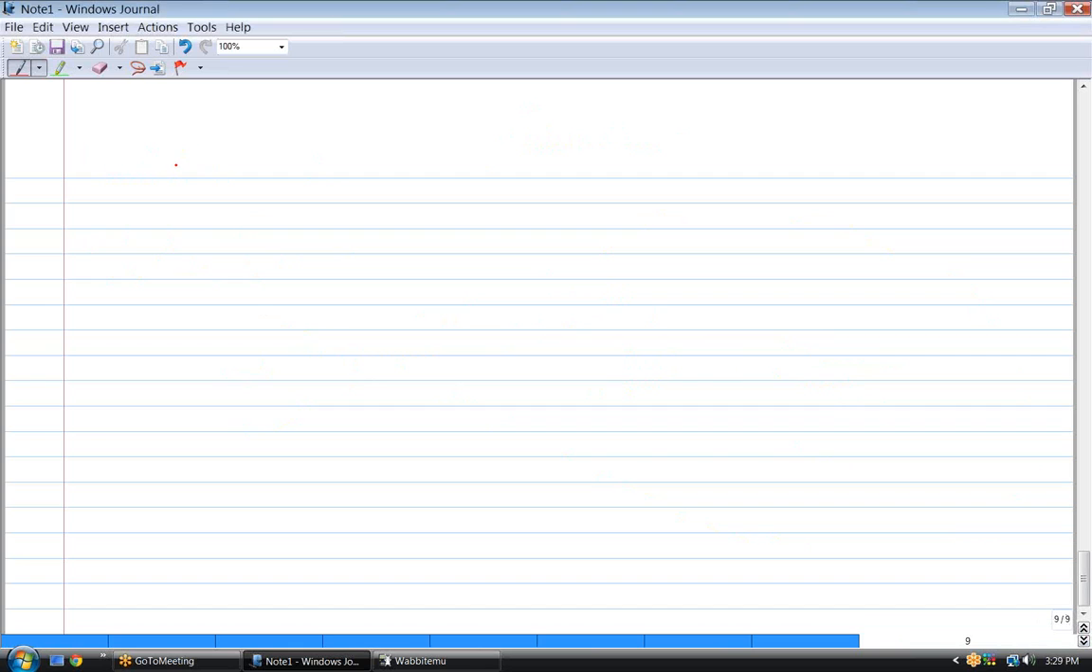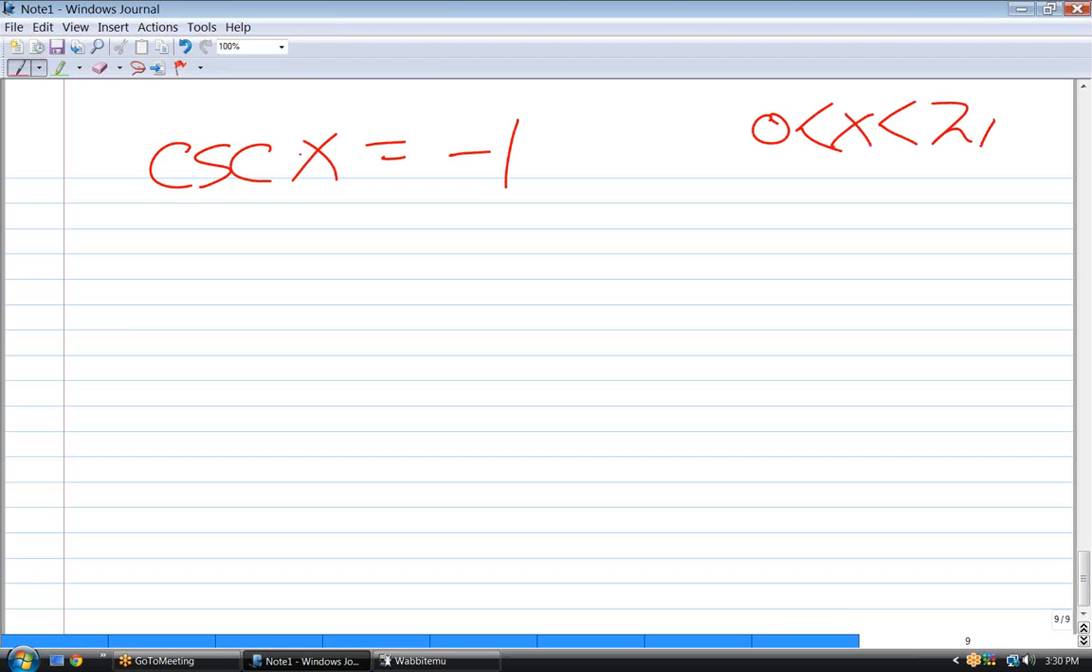Next one is cosecant x equals -1, where 0 is less than x, which is less than 2 pi. So this is everywhere in the unit circle. So what's the first thing we should do here? Convert it to sine. Okay. So what should sine of x be equal to? -1. Correct. The reciprocal of -1 is -1.